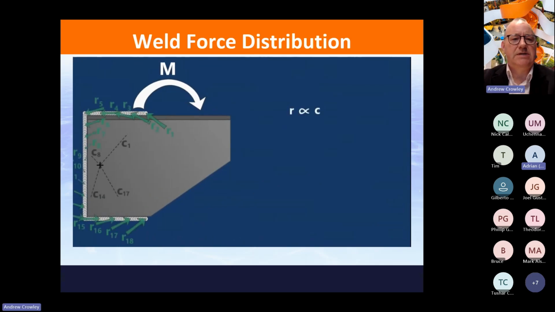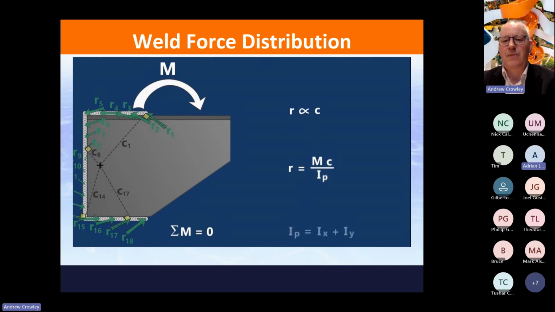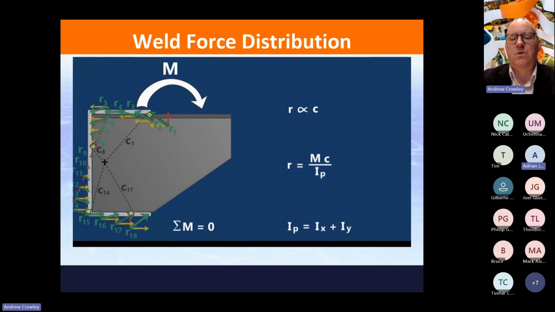So the moment induces a varying reaction around the weld group, and the reaction per unit length is proportional to the distance of that weld from the centroid of the weld group. And again, your reaction in your weld is equal to the moment multiplied by the distance from the centroid divided by the polar moment of inertia of the weld group. And you can split the polar moment of inertia into the x and y components, giving you a resultant force in your weld per unit length that's dependent in an x and y direction.